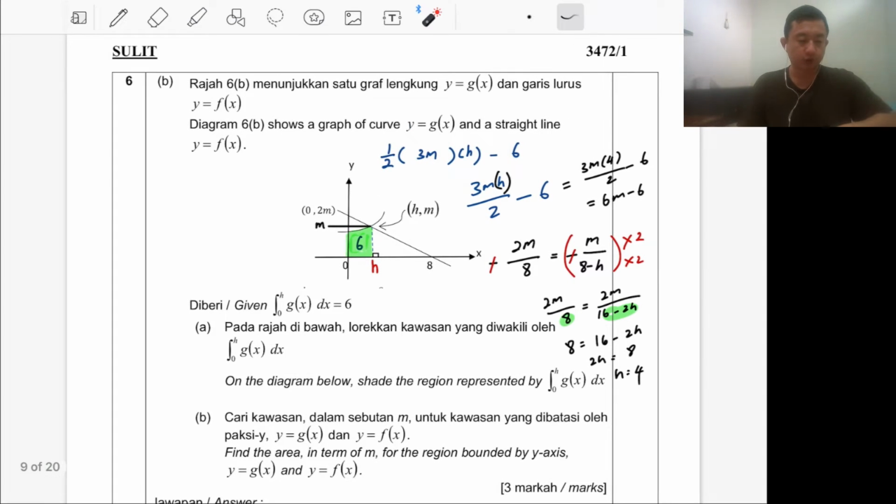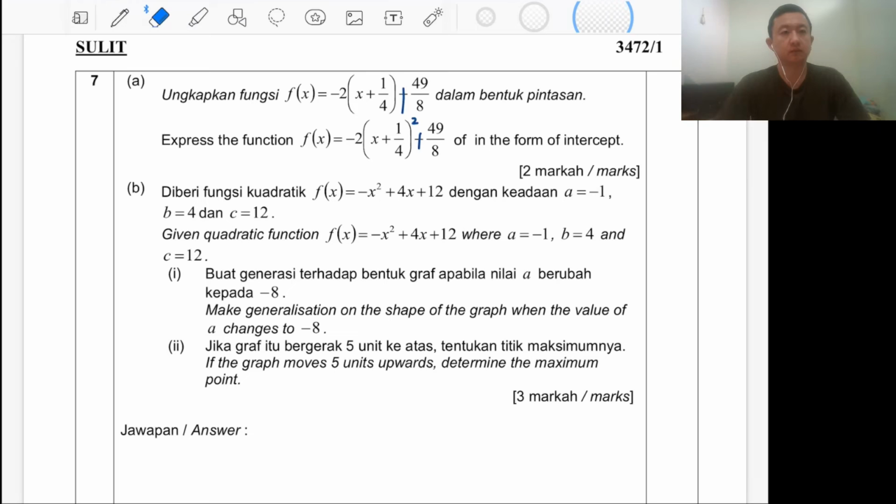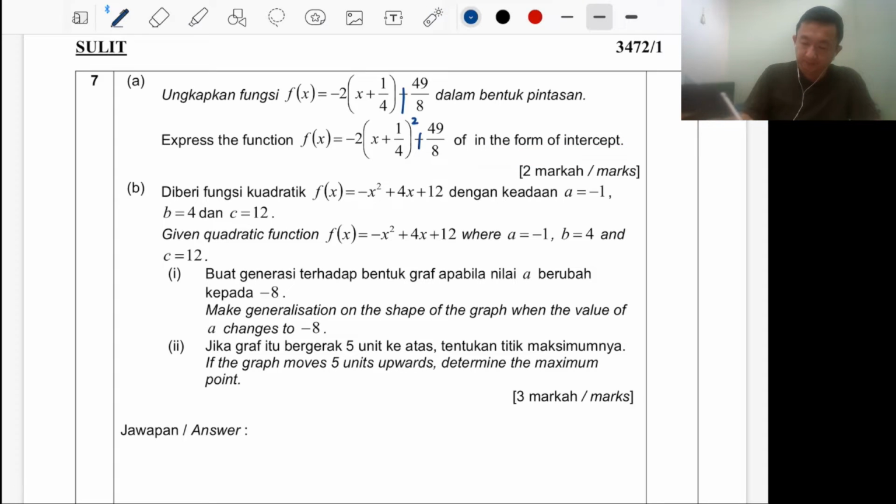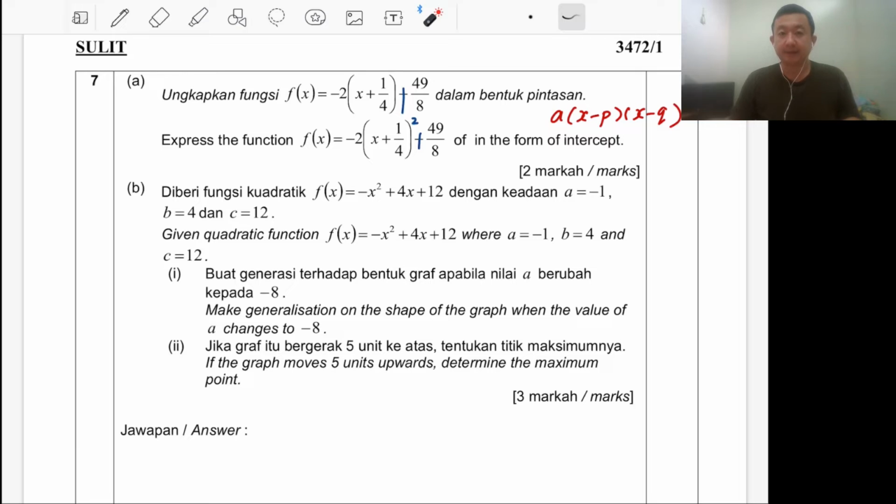Now we go to 7A. Alright, so there are some multiplications need to be done. First, there's a square here, and you need to change this to a plus, not a minus. Alright, so make sure you change it before we continue. There's a square here, there should be a plus here. In the form of intercept, meaning the format will be a, x minus p, bracket, x minus q. That's the format of intercept.